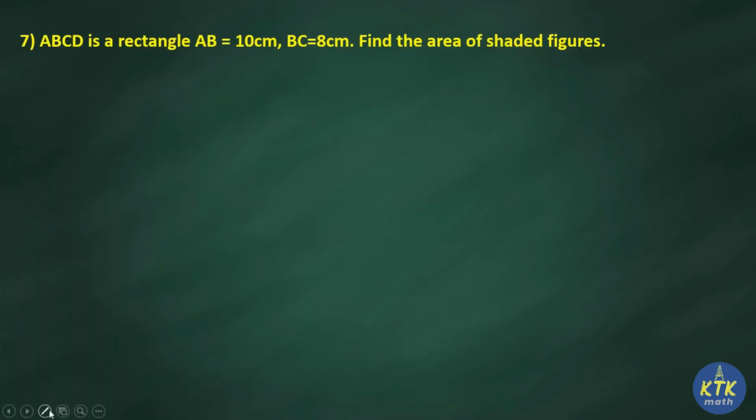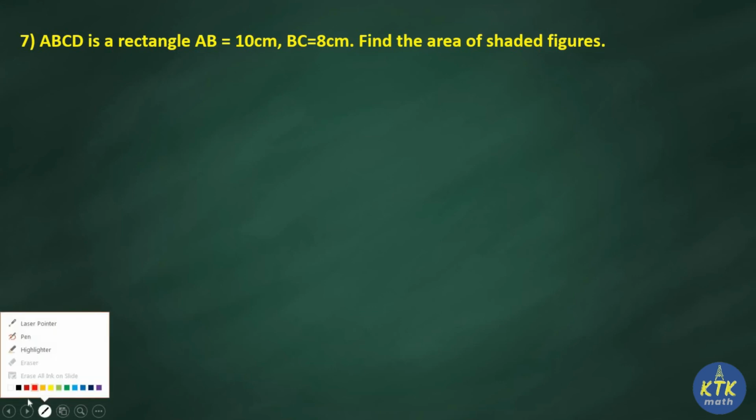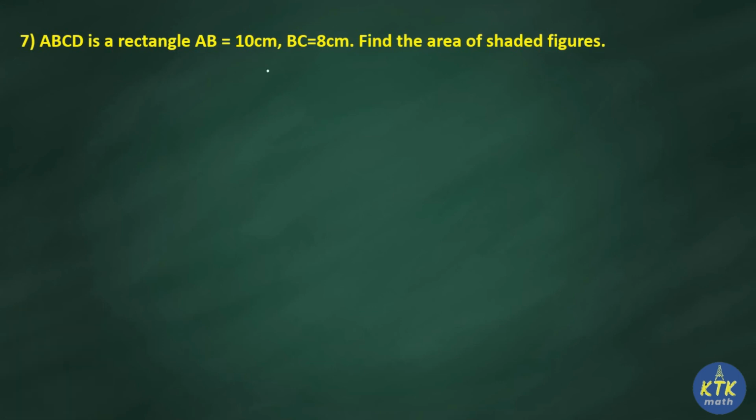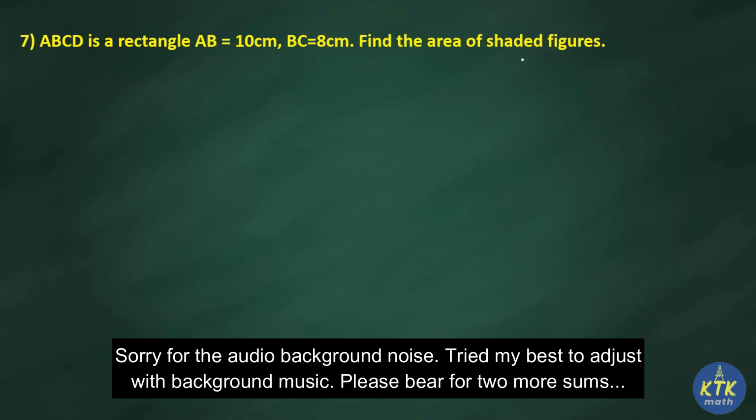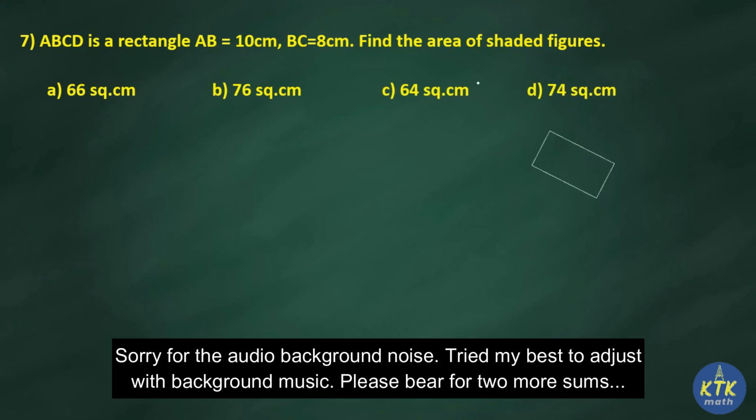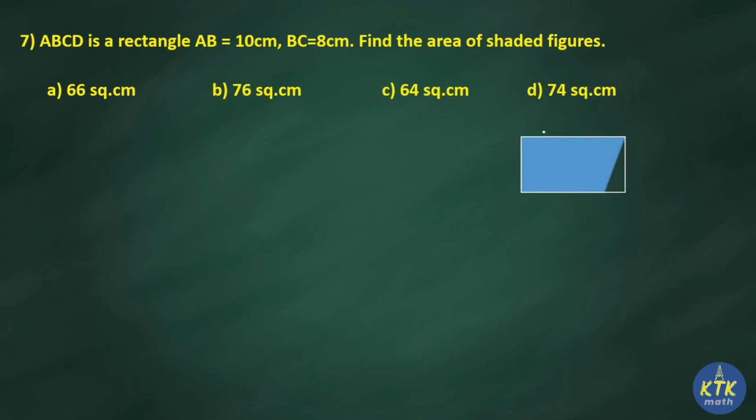Now question number 7. ABCD is a rectangle. AB is 10 centimeter, BC is 8 centimeter. Find area of shaded figures. Again diagram based question. Options are there. We'll check the diagram now. So you have a rectangle and shaded space is given there with the measures A, B, C, D, E, and 6.5 is the distance between D and E.